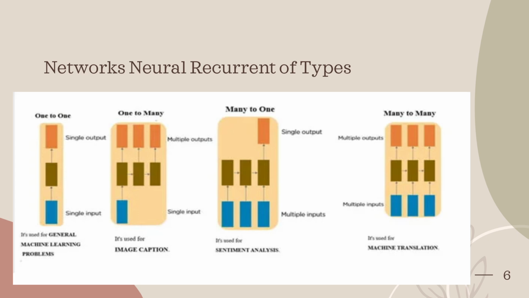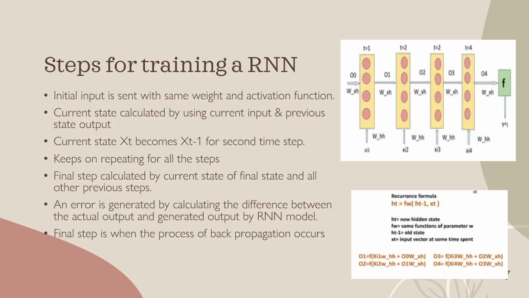These are the applications of the types of neural networks, which can be easily used in day-to-day life to help in artificial intelligence and machine learning. So let us move forward with the steps to train the RNN. This is a very important topic we are going to discuss here.